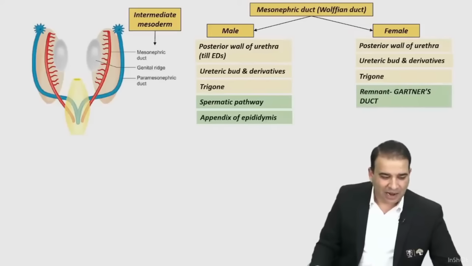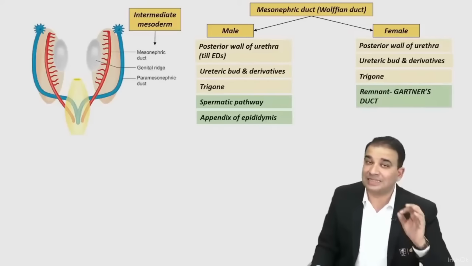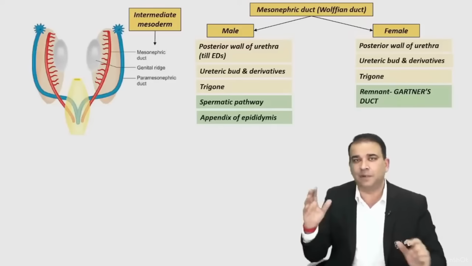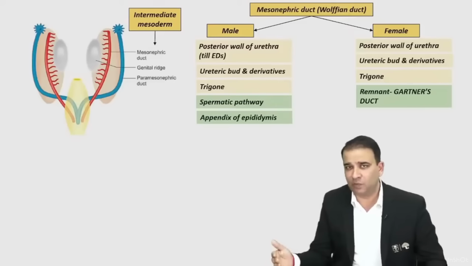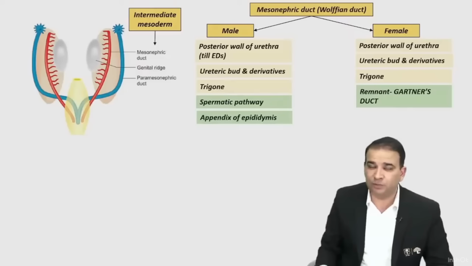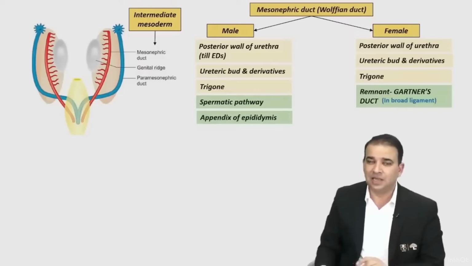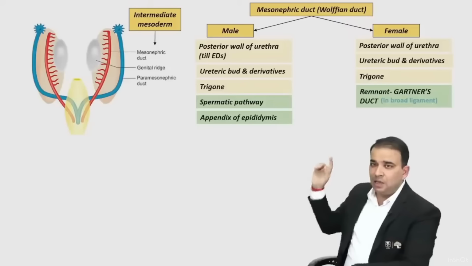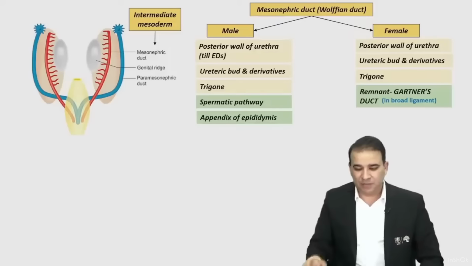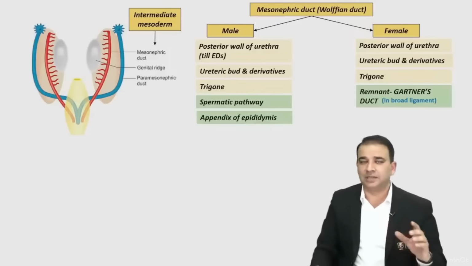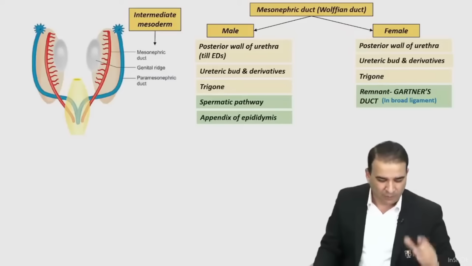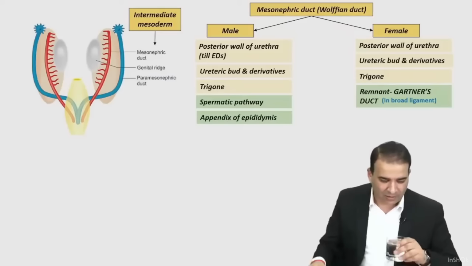Now guys, it is the Gartner's duct we are talking about, not the Gartner's cyst. देखो यार, Gartner's cyst is present in the upper vaginal wall, Bartholin cyst in the lower vaginal wall. Gartner's duct का अगर location पूछा है, do not make a mistake in this. Where is it present? In the broad ligament, between the two layers of the broad ligament. So read the question carefully, whether it is Gartner's duct location or Gartner's cyst location. The duct is present between the two layers of the broad ligament. Exactly, the duct of epiphoron.